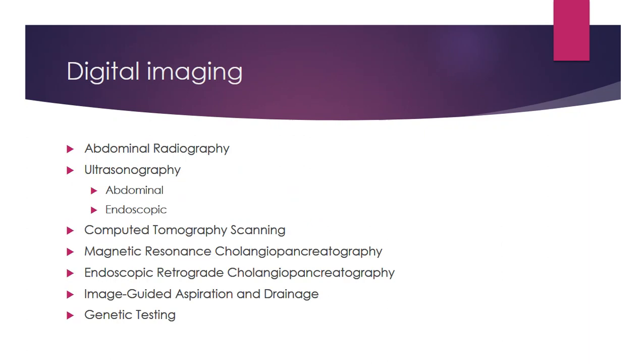Let's move on to digital imaging. Digital imaging will start from abdominal radiography, and abdominal radiographs have a limited role in acute pancreatitis. Kidneys, ureters, bladder radiography with the patient in the upright position is primarily performed to detect free air in the abdomen, indicating a perforated viscus, as would be the case in a penetrating perforated duodenal ulcer.